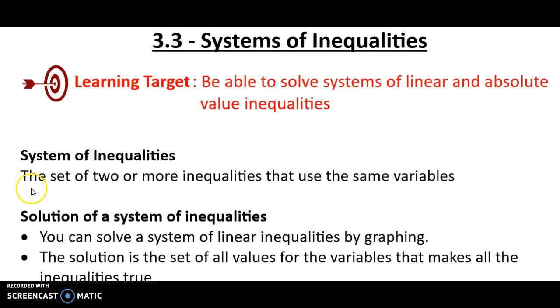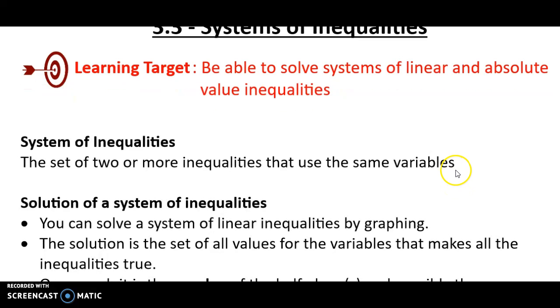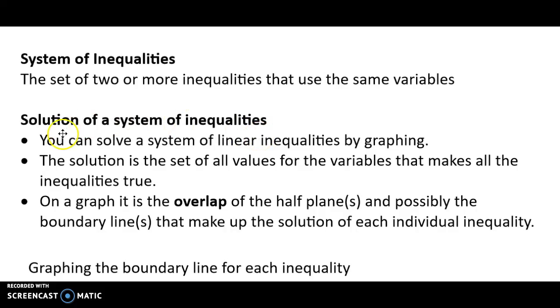A system of inequalities is just a set of two or more inequalities that use the same variables. So we're going to use linear systems with x's and y's. In order to solve those, we are going to graph those two inequalities, and the solution is just the set of all the values, or all the coordinate pairs, that make those two inequalities true. We won't write this in interval notation, but we'll instead view it on a graph, and we'll see an overlap of shaded areas that make up the solution to the system.